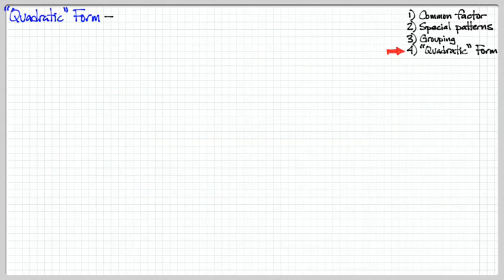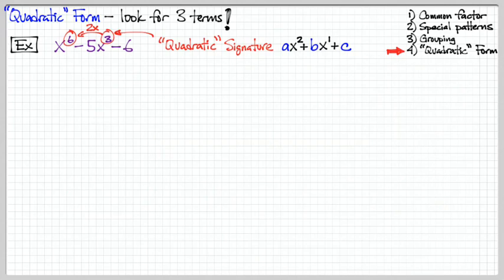Okay, last method, quadratic form. Quadratic form, we look for 3 terms. Why 3 terms? It's called quadratic form because we're looking for a quadratic signature. Kind of this ax squared plus bx to the first plus c. Now, you notice here with the typical quadratic standard form, we have x to the power of 2, x to the power of 1. So we're going to look for something with this kind of 2 to 1 relationship. Here we have x to the 6th, x to the 3rd. It has this signature of a 2 to 1 relationship.